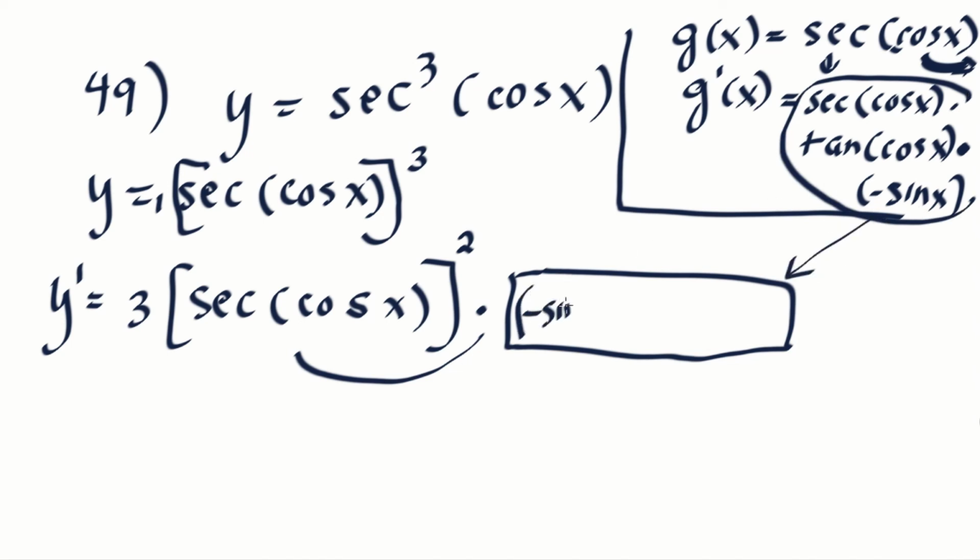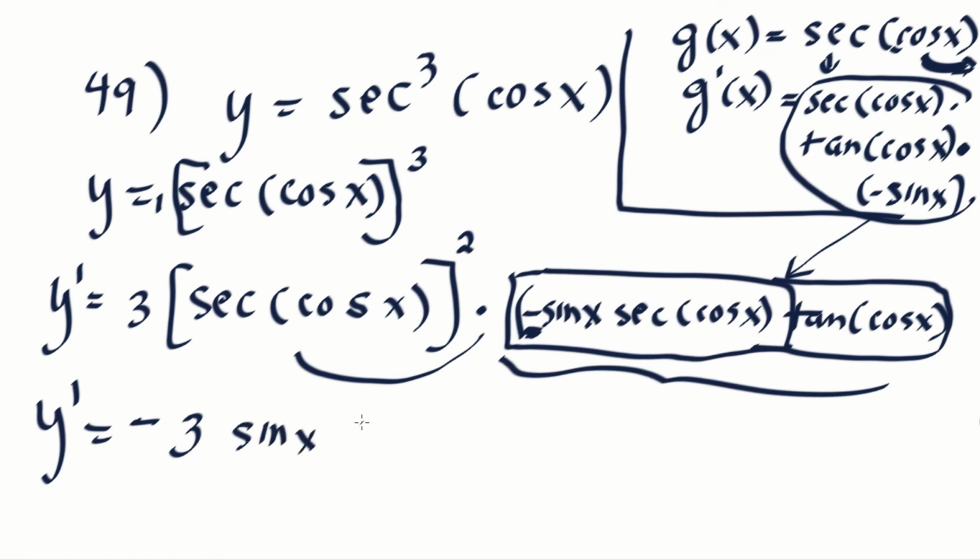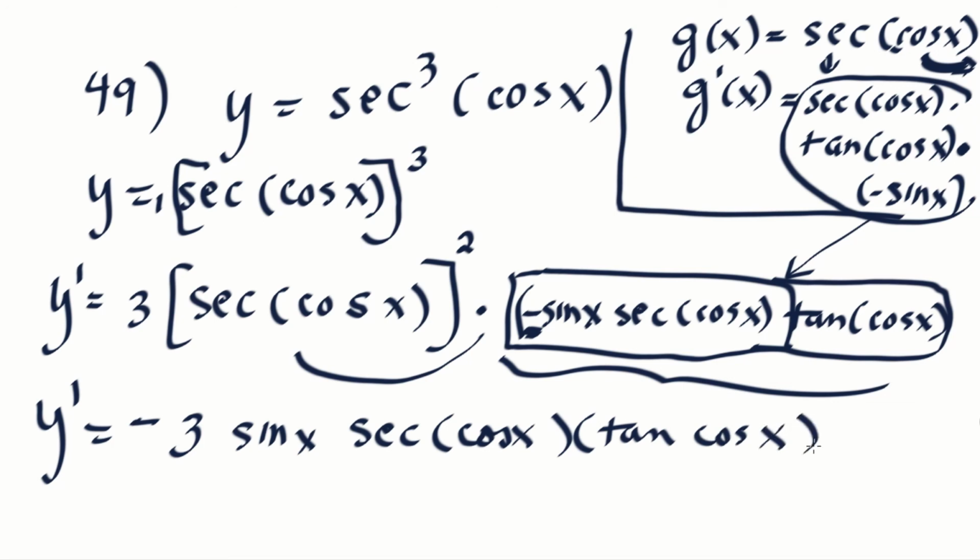So multiplied by negative what? Sine x, secant cosine x, and then tangent cosine x. All right, so just clean this up. It's negative 3 because you have a negative here. So negative 3, I'm just going to write down all of this: sine x, secant cosine x, tangent cosine x, and this one, which is times secant squared of cosine x.